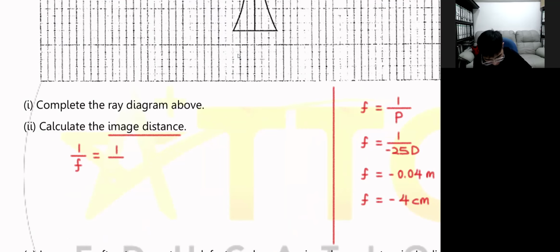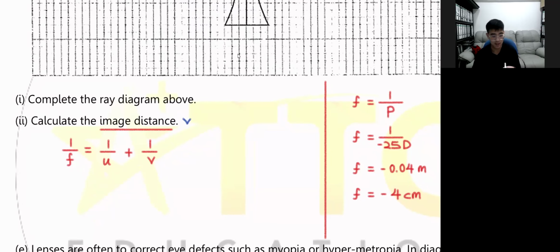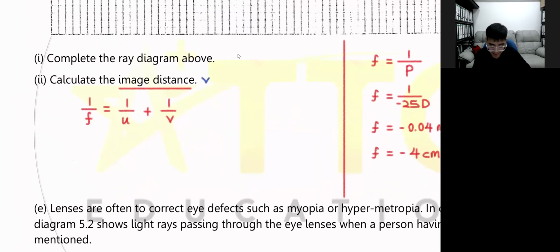Okay, 1 over F equals 1 over U plus 1 over V. V is the image distance, not final velocity. They share the same symbol, but they are two different things. In the chapter on light, U and V are the object distance and the image distance. But in Form 4 chapter 1, the speed chapter, also Form 5 chapter 1 and Form 4 chapter 2, the force and motion chapter, U and V mean the initial velocity and the final velocity.